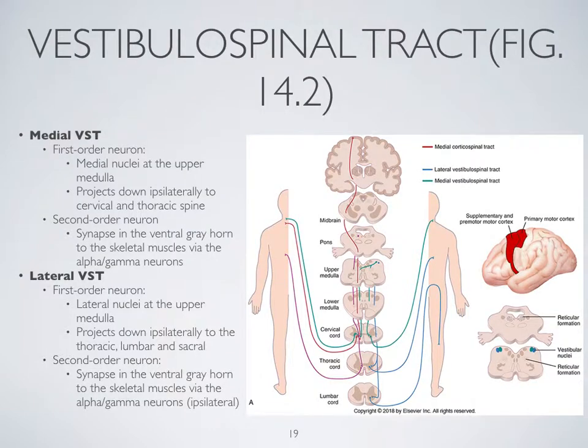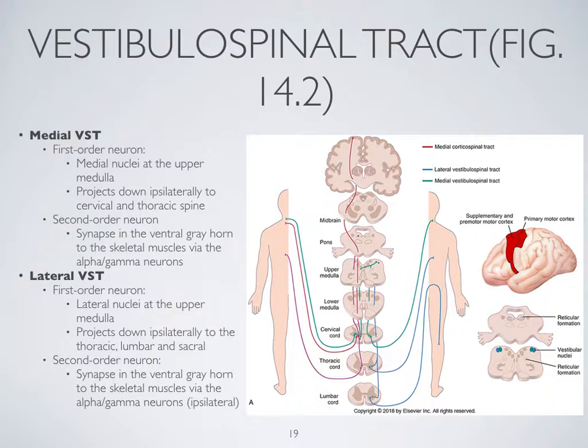So now we're on slide 19. And where we're starting is in that first order neuron. We're going to go through the medial vestibulospinal tract first. And we're starting in the medulla, okay? And then we're going to be going down our ipsilateral aspect to the spinal cord segment that we're going to synapse on.